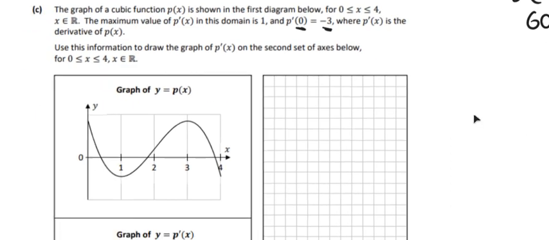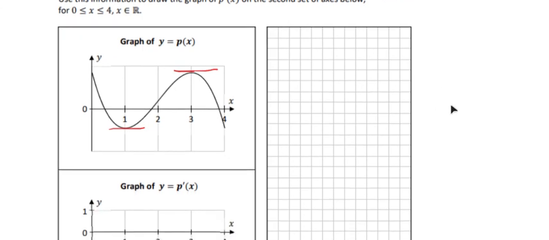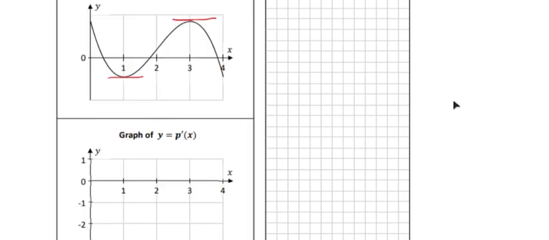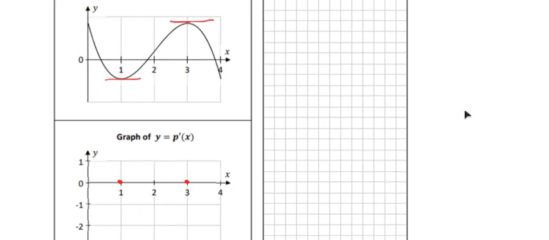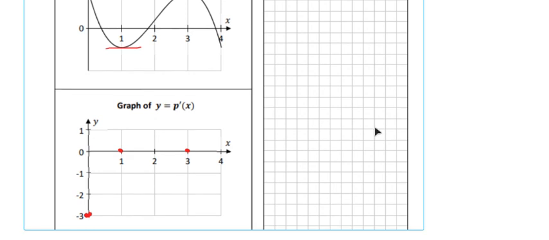Right, what we need to realize is that because the graph turns in both of these places, that means p'(x) has to be 0 there. Therefore, those are both roots at 1 and at 3. So that tells us there's a point at 1 and a point at 3, because p'(x) has to be 0 there.